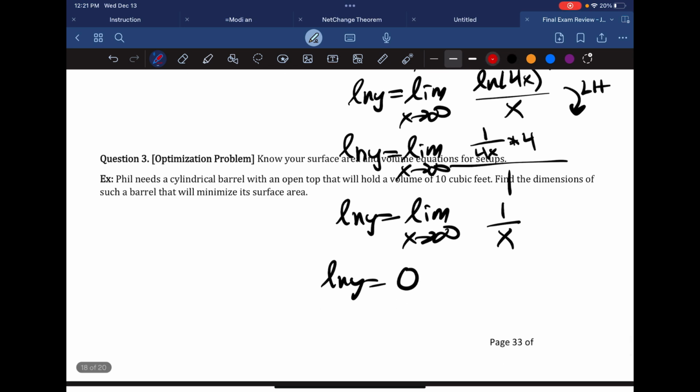So then we have to take e to both sides. So we get y equals e to the 0, which is just 1, because anything to the 0th power is just 1. So our final answer for this is going to be 1.